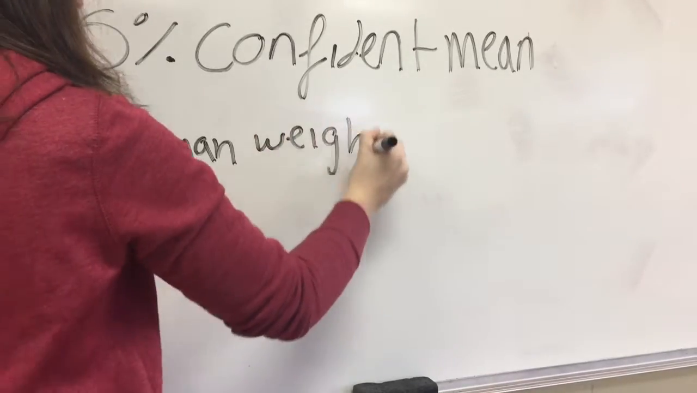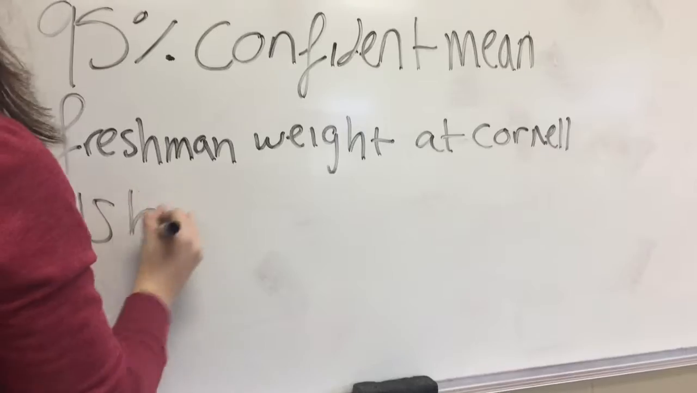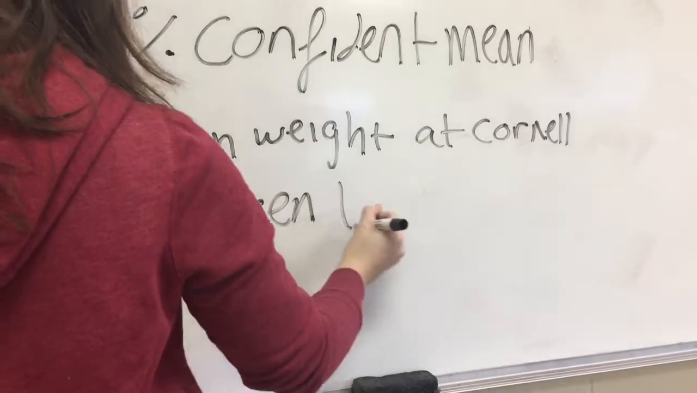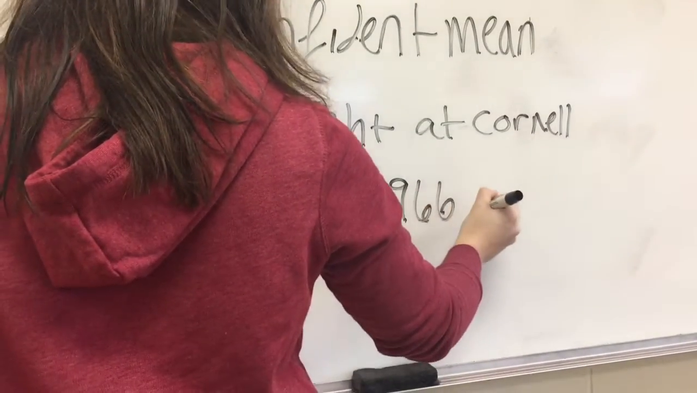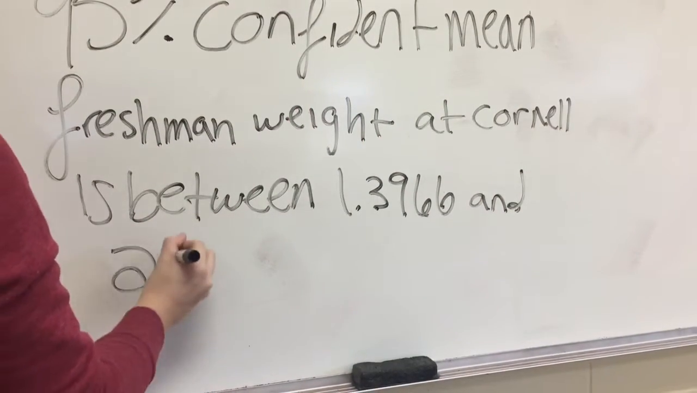We are 95% confident that the freshmen at Cornell's introductory health class have a mean weight gain average between 1.3966 and 2.426 pounds during the first 12 weeks of college.